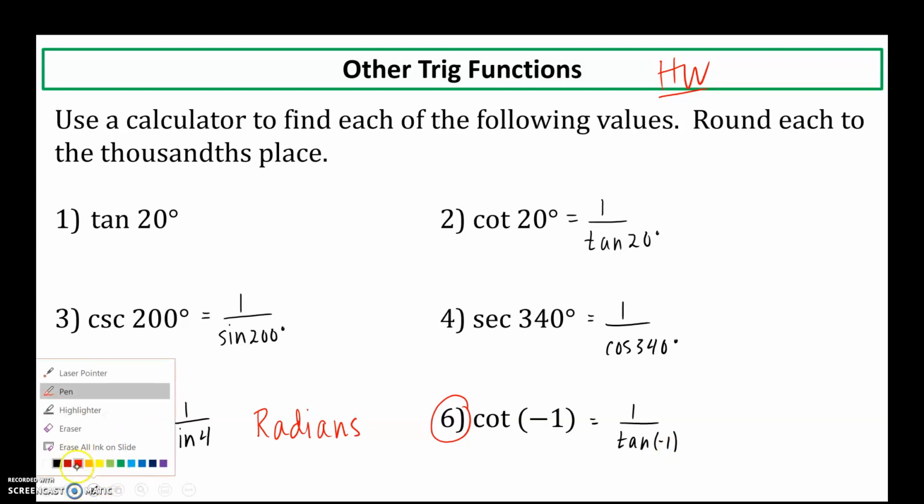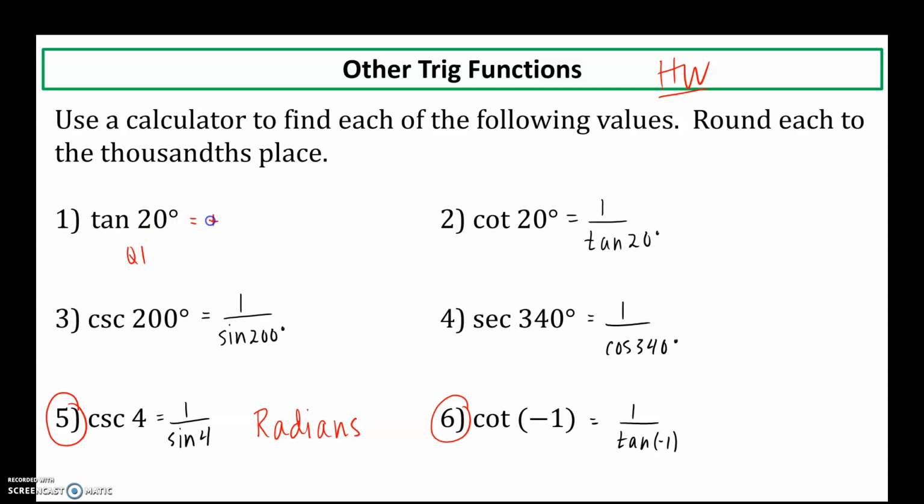So if we're dealing in degrees, we should at least know if these answers are going to be positive or negative. They're good checks for us. 20 degrees is quadrant 1, so this is going to be a positive answer. 200 degrees is quadrant 3. Sine is negative. 20 degrees, again, quadrant 1, so this will be positive as well. 340 degrees is quadrant 4, so this better be a positive answer. Now, radians are a little bit trickier, and just for time's sake, we'll depend on the calculator for that.